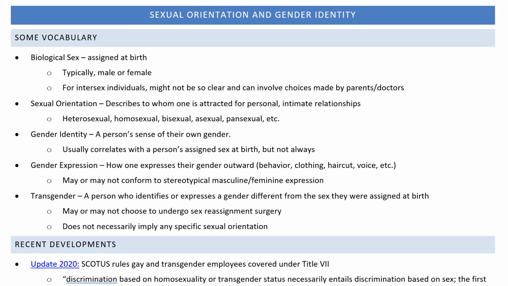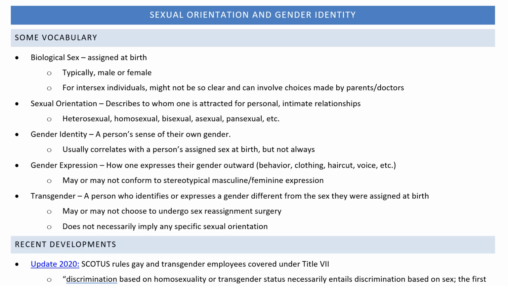Sexual orientation. This describes to whom one is attracted for personal, intimate relationships. So there's a lot of these. Some examples are the traditional heterosexual, the still pretty common homosexual, and then we get into bisexuality, asexuality, pansexuality, and then the list goes on as people are discovering or inventing or experimenting with different forms of their own sexuality. So that's what sexual orientation means.